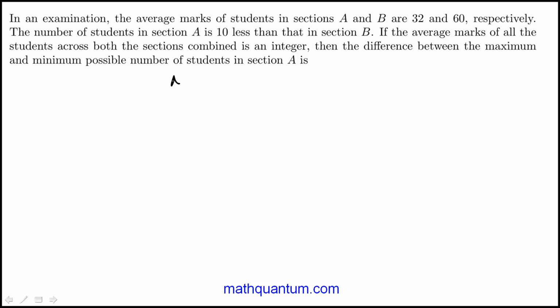So here we have these two sections. The average scores are 32 and 60. And we're told that the number of students in A is 10 less. So here, actually, I'm going to use this as n plus 10.